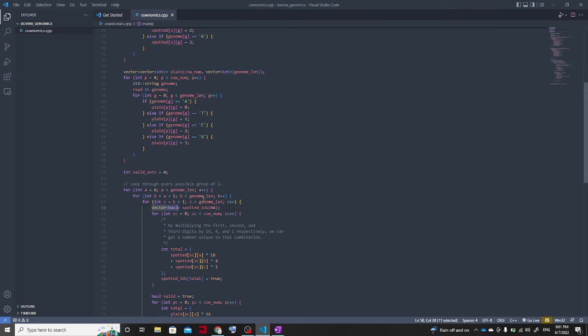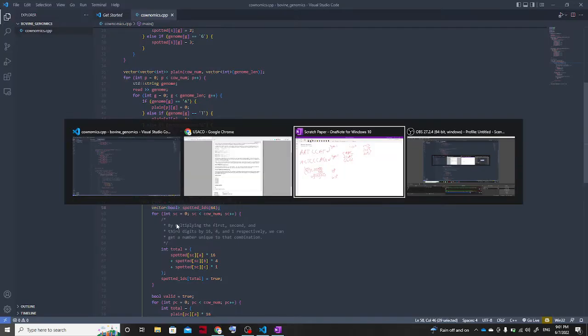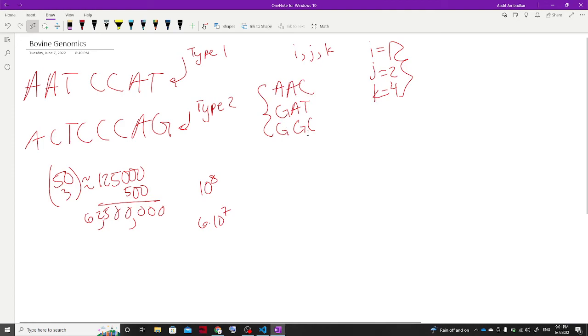So since vector of bool, which is, oh, and actually the next thing I should probably explain is what they're doing here. This vector of bool spotted IDs of length 64 is essentially the IDs that correspond with a spotted cow. So essentially what that is, that's this AAC, GAT, and GGC.